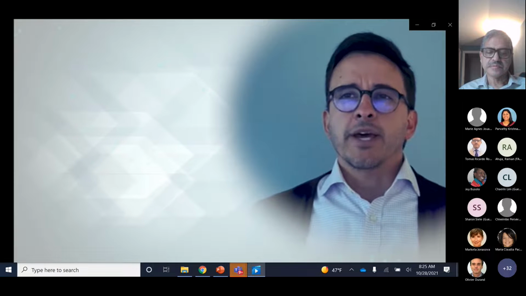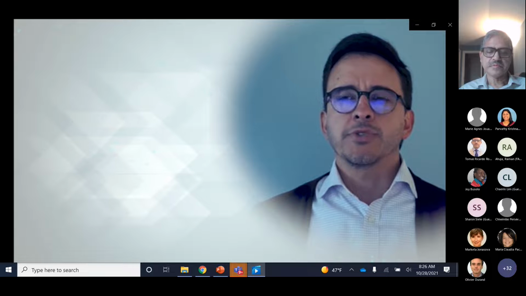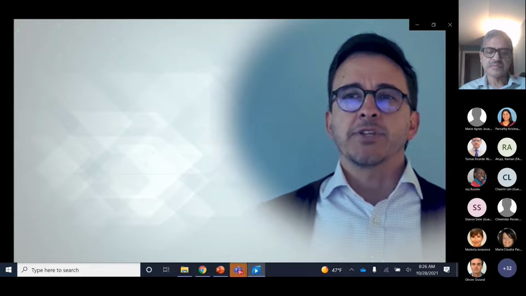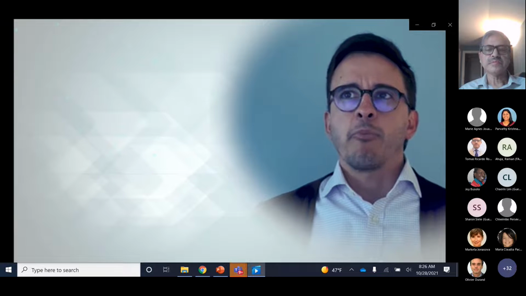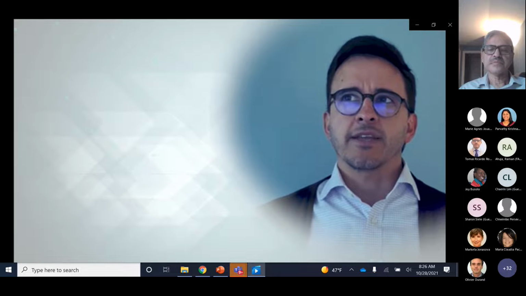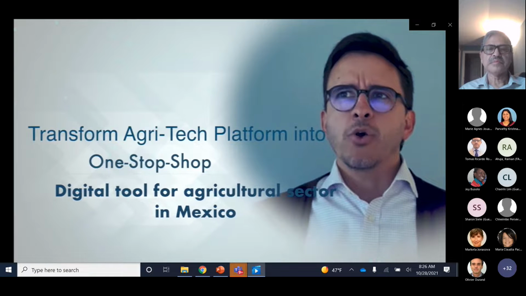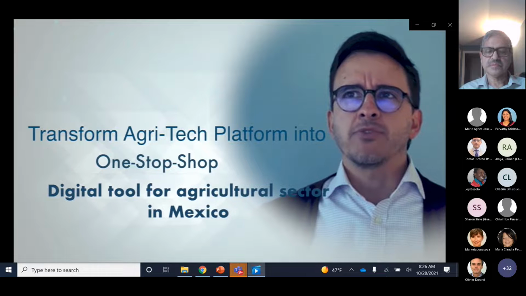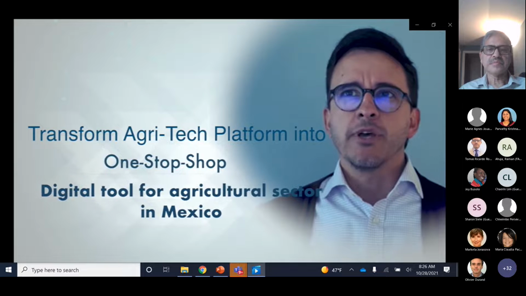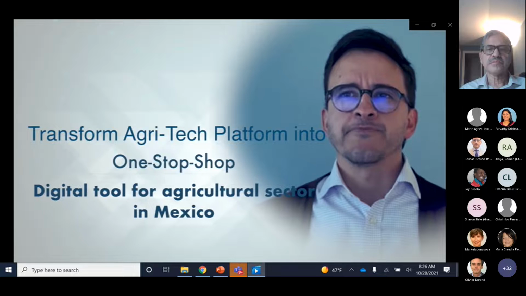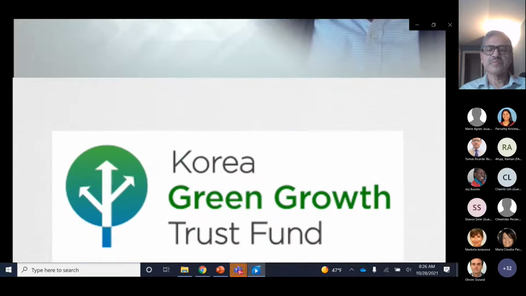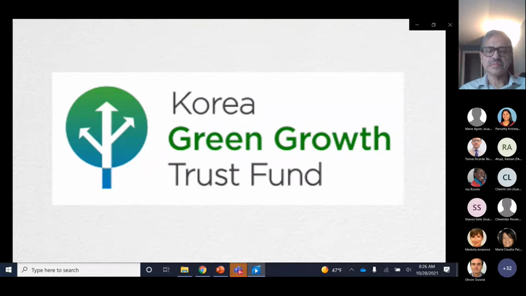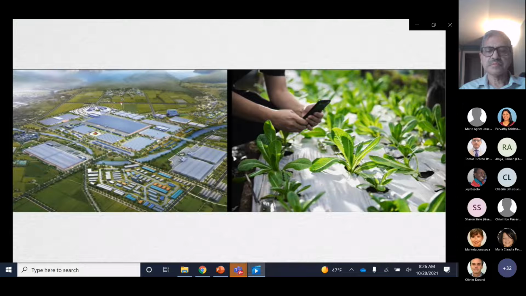For the development of the Agritech platform, a blueprint has been produced that will serve as basis for an international bid that will help the project hire development, piloting, and implementation of the Agritech platform. The end goal is to transform the Agritech platform into a one-stop shop digital tool for the agricultural sector in Mexico. The team has also received complementary grant financing from the Korea Green Growth Trust Fund to build in a smart farm system pilot component in the project.